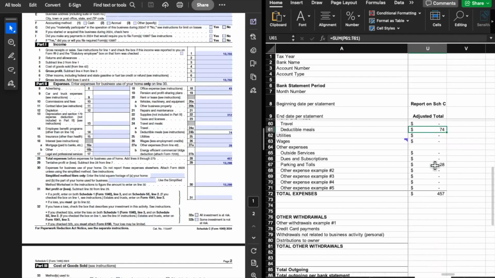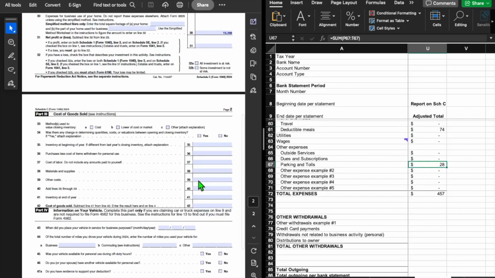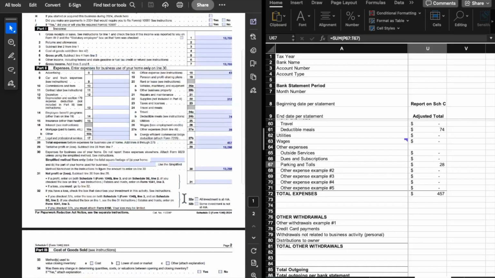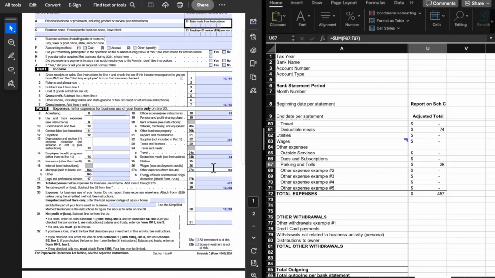Now let's see what else we have. And then we had parking and tolls of $28. That's an other expense, so we'll go on the second page. Other expenses, parking and tolls, $28. And then you see it here. Our total expenses will be $457.